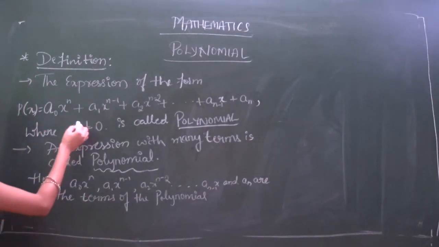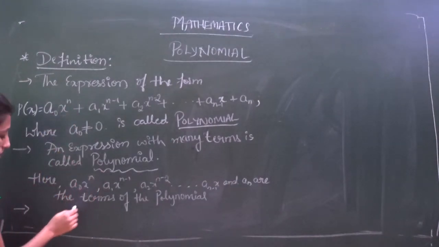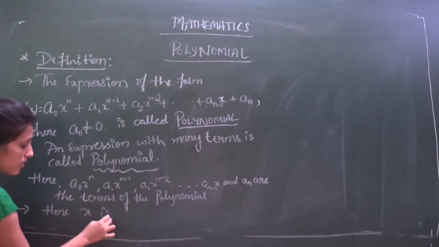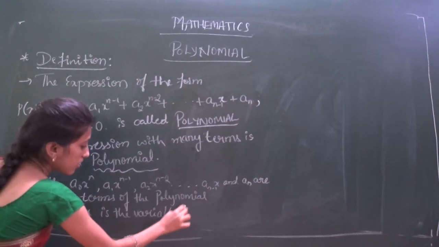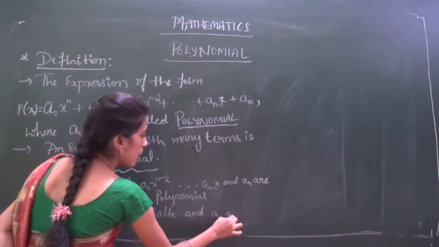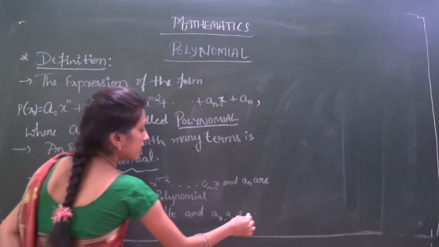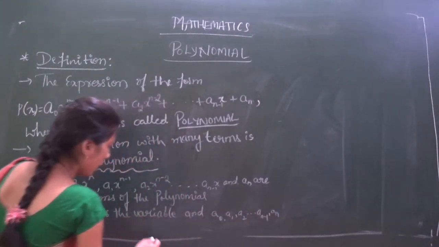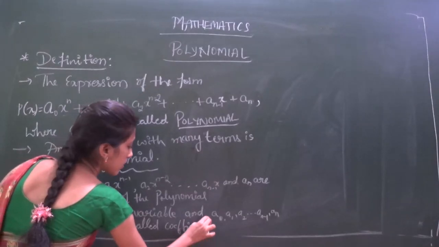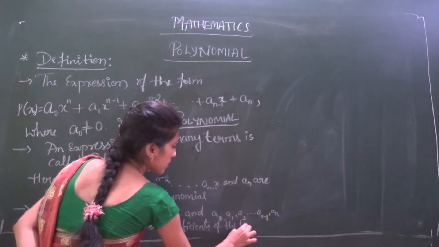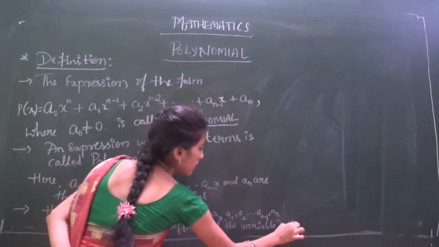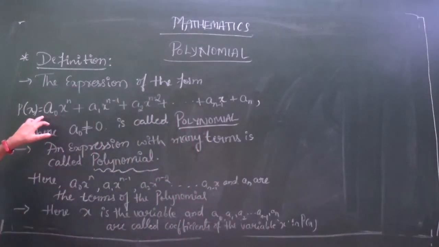And next, what is this x to the power n and here a naught? Here x is the variable, and a naught, a1, a2, till an minus 1 and an are called the coefficients of the terms, the coefficients of the variable x in P of x, because we have taken the expression as P of x.